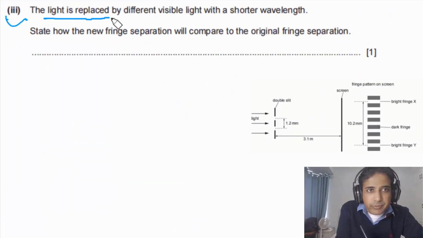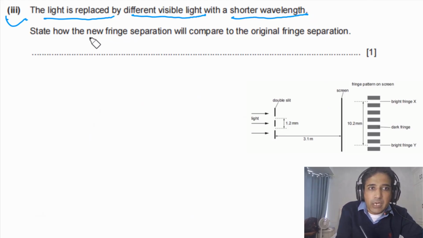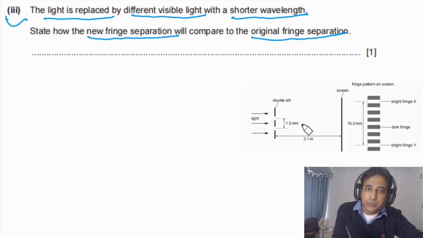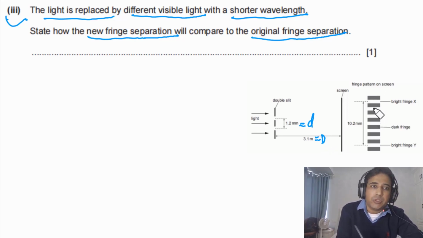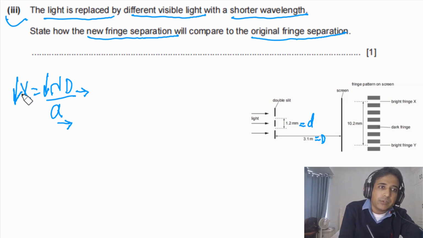The question says the light is replaced by a different visible light with a shorter wavelength. State how the new fringe separation will compare to the original fringe separation. We are using the same double slit, and we are keeping this distance the same. So if we change lambda, how will the fringe separation change? We can write x equals lambda times capital D divided by a. We are keeping a the same and D the same. So if lambda decreases, it means x will decrease.